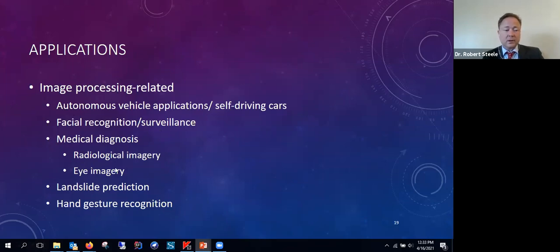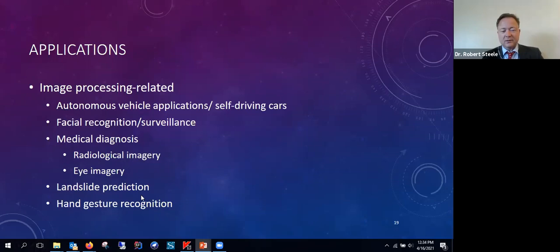Of course, facial recognition also involves sophisticated processing technology, largely based around deep learning at this point. Medical diagnosis, we've seen that current AI technologies can interpret radiological imagery as well or better than trained medical experts in their area. Same with, for example, eye imagery, detecting retinal changes and so forth.